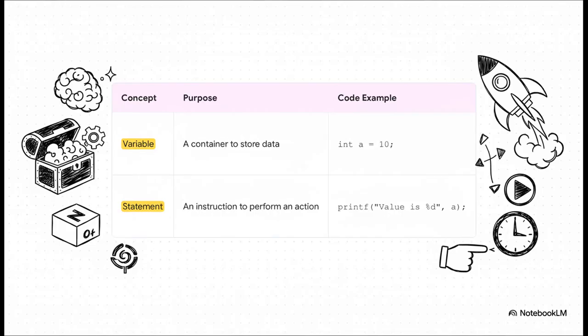And this table really nails the difference between the 2 big ideas we've covered. On one hand, you have a variable. Its whole job is to store data. It's all about memory. On the other hand, you have a statement, like our printf command. Its job is to do something, to perform an action, usually with that data. So yeah, one is for knowing, the other is for doing.